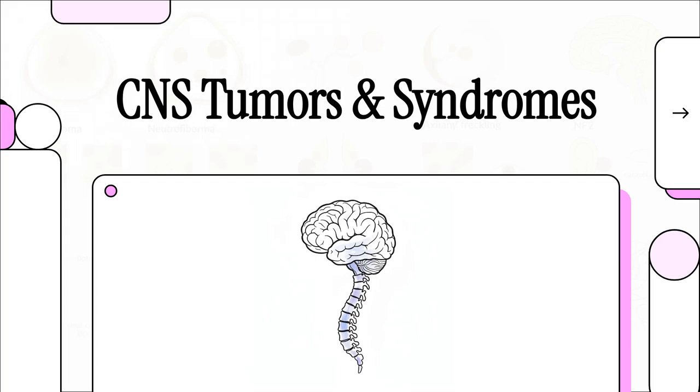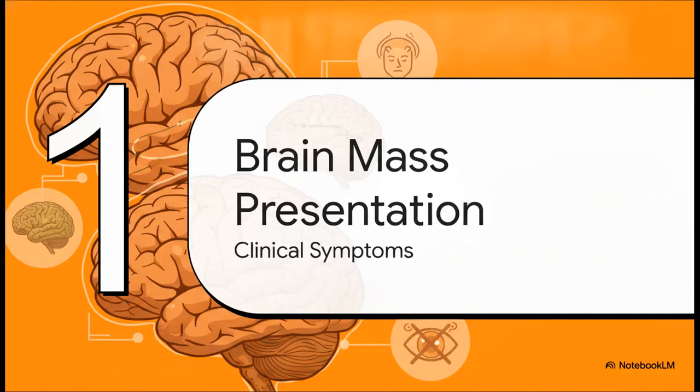Let's dive straight into high-yield Step 2 CK neurology decision logic for CNS tumors and neurocutaneous disorders, zeroing in on exactly what you need for the exam. We're starting right off with brain mass presentations. First up, identifying the specific symptoms of a new brain mass.